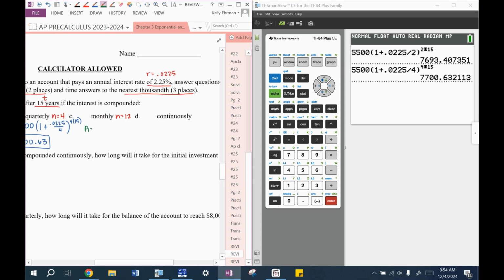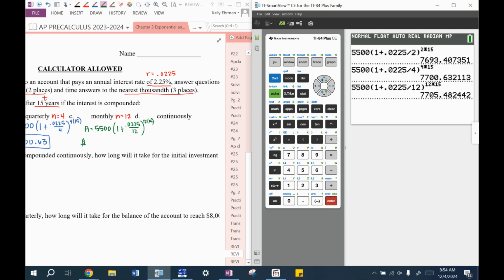Monthly, still starting with 5,500, 1 plus 0.0225 divided by 12 to the 12 times 15. Now, if you can retype it, or remember, you do need to use the insert feature. Like, I want to insert a digit here to make it 12. And same thing down here. Otherwise, it'll just kind of write over stuff. So insert a 1 and then arrow off to make it stop doing the insert and just be able to overwrite that. $7,705.48.